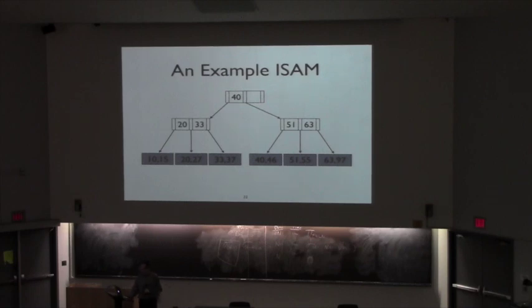So in an ISAM index, how would I add a number here? Let's say I wanted to add 23 to this data structure. How might I modify this data structure? What operations should I do to add 23 to my sorted list? Yes. So add 23 over there. Ah, okay. So what do you mean by push?